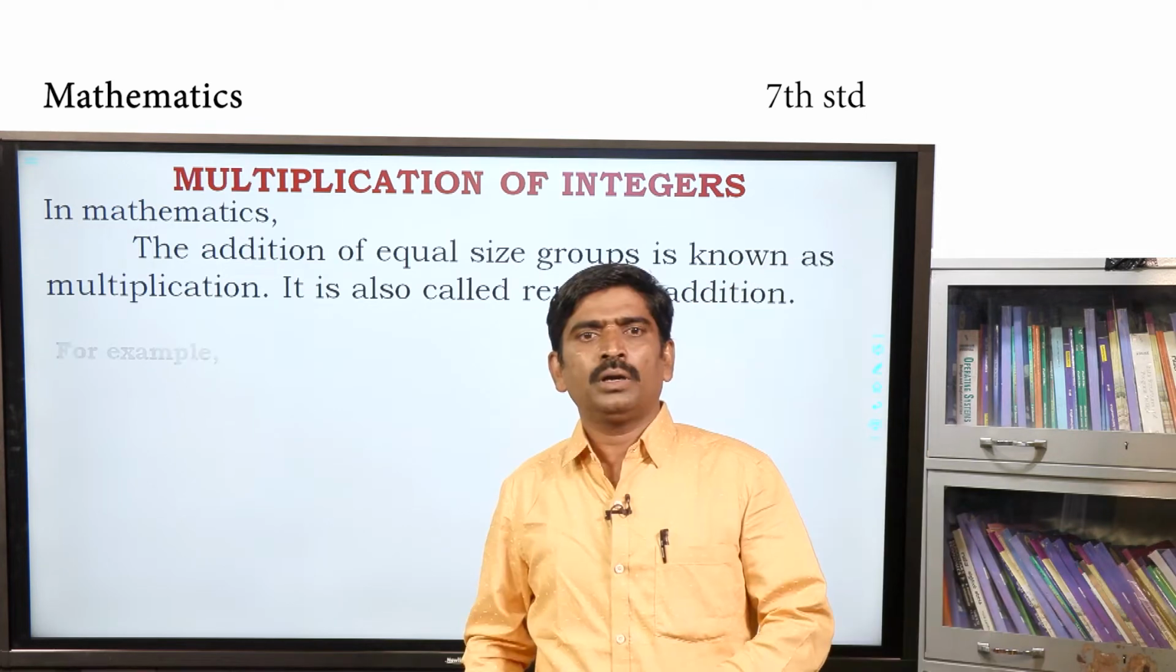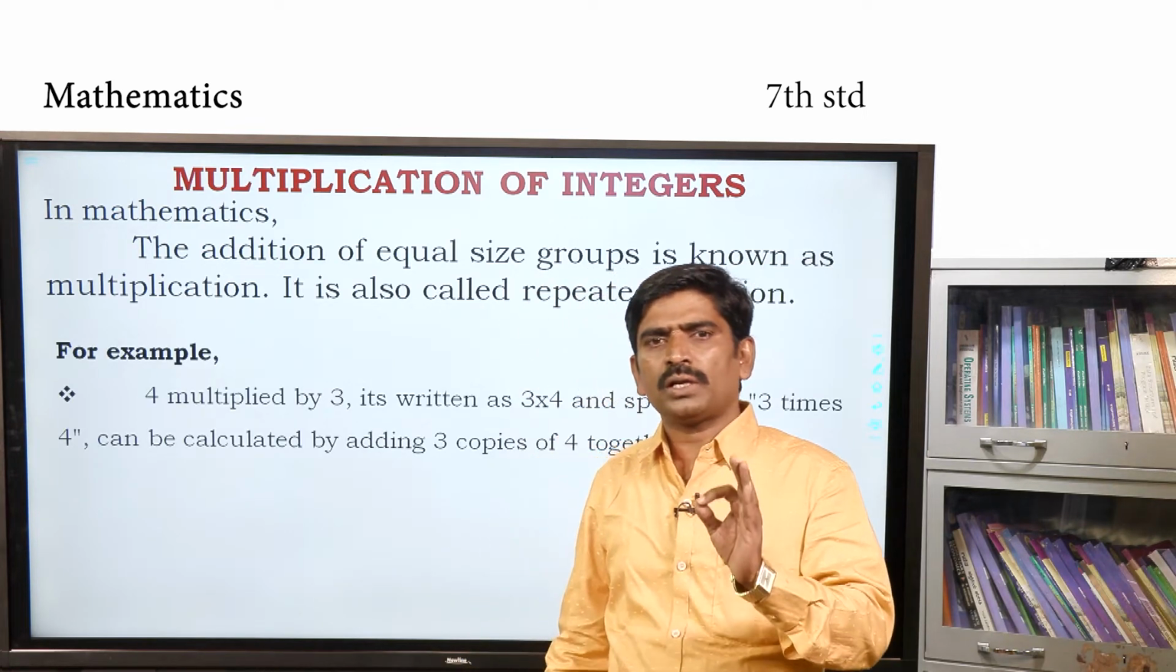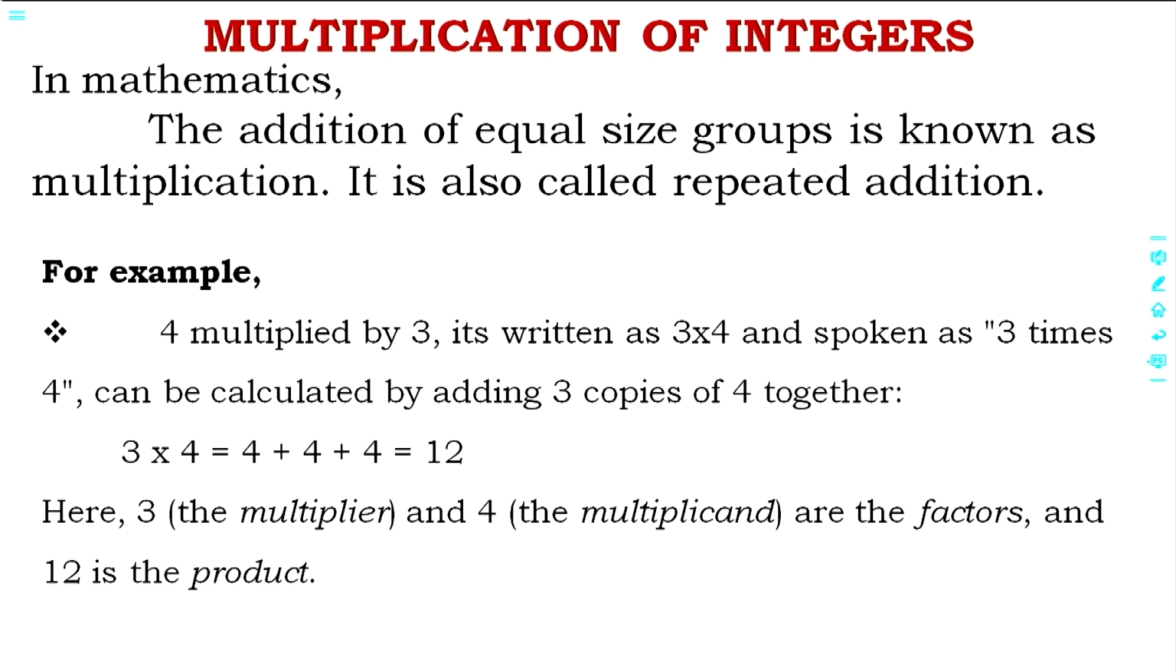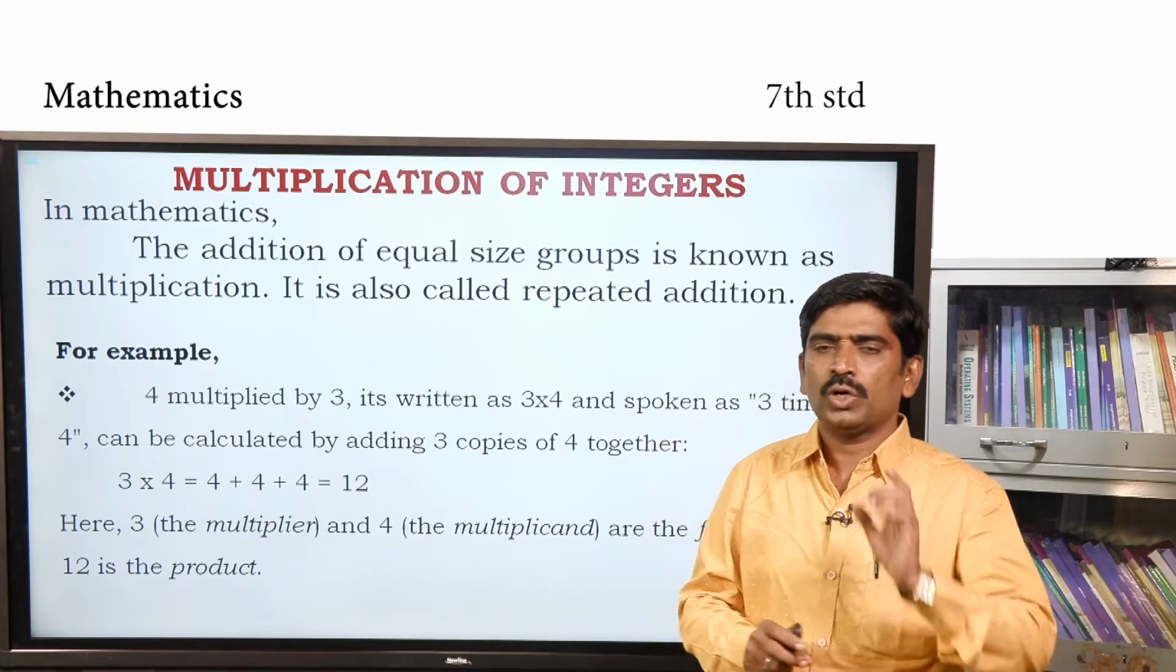This is multiplication. One example: 4 multiplied by 3 is written as 3 into 4 and spoken as 3 times 4. 3 times 4 can be calculated by adding 3 copies of 4 together. 3 into 4 is equal to 4 plus 4 plus 4, 3 times, which is equal to 12. Here 3 is the multiplier and 4 is the multiplicand. 3 and 4 are the factors, and 12 is the product.